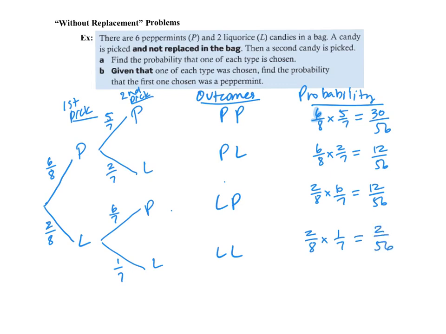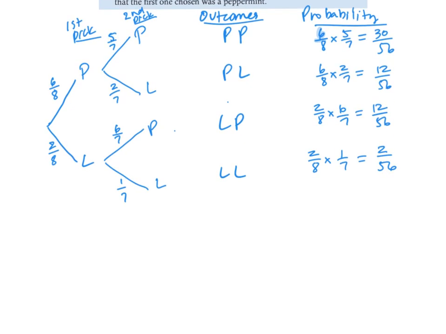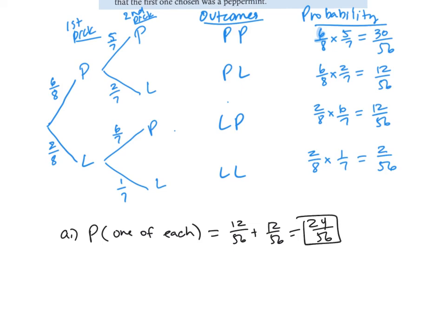Okay, so now let's answer the questions. The first one, letter A, was find the probability that one of each type is chosen. Well, there's 2 ways that can happen. We can get a peppermint and a licorice, or a licorice and a peppermint. So we'll add these 2 probabilities together. That would be 12 out of 56 plus 12 out of 56, which is 24 out of 56. And again, we're not going to worry about reducing to save us a little bit of time.